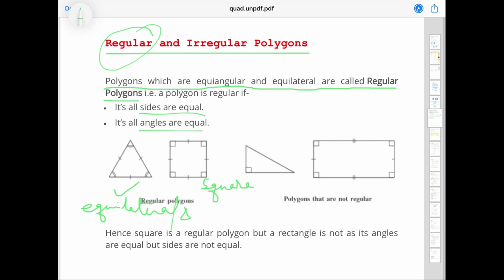Now the next one is irregular polygons. Irregular polygons are those where the sides and angles are not equal. Like this triangle, you can see all three sides are different. Now the rectangle is also an example of an irregular polygon.